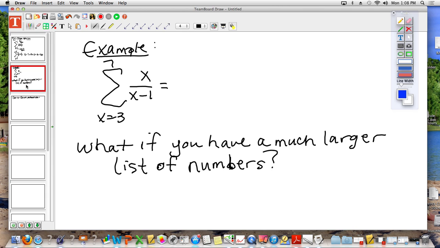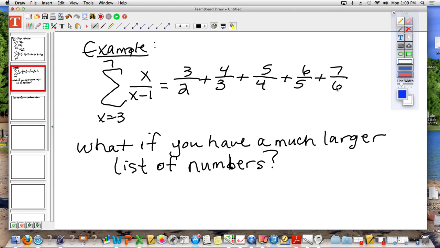What about this one? It doesn't start at the first term. It starts at the 3rd term. And you end at the 7th term. So in this case, you would plug in a 3 for x on the top, which would be 3 over, and then on the bottom we would have 3 minus 1, which is 2, plus. Then you go on to the 4th term, which would be 4 over 3. And then you go on to the 5th term, which would be 5 over 4. And then you move on to the 6th term, which would be 6 over 5. And then you move on to the last term, which would be 7 over 6.